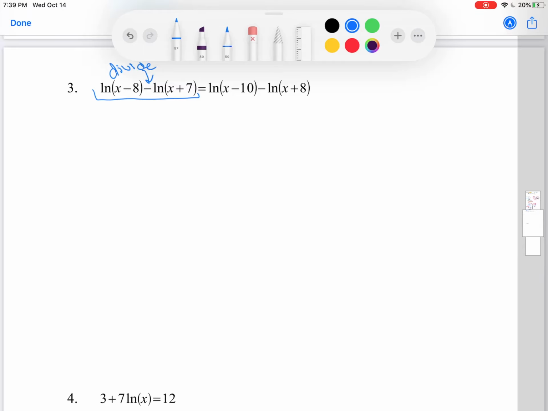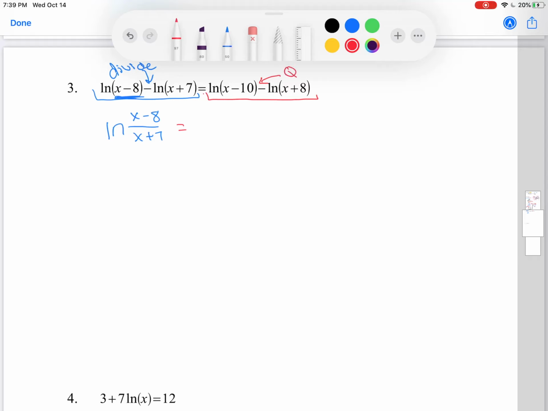This time I have a minus sign instead of a plus sign, so I'm going to use the quotient rule, which tells me I'm going to need to divide. All right, so the way I do that is I have 2 natural logs. They're going to break down into 1, and then your first term, that x minus 8, is going to go in the numerator, and then x plus 7 will go in the denominator. First term, numerator, second term, denominator. Okay, so now you've condensed it. You have 1 term, that's great.